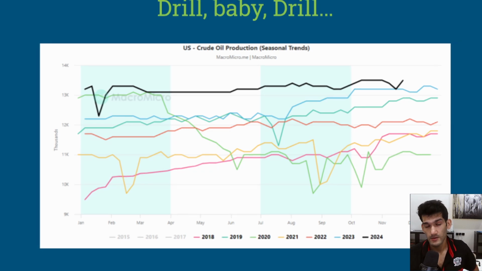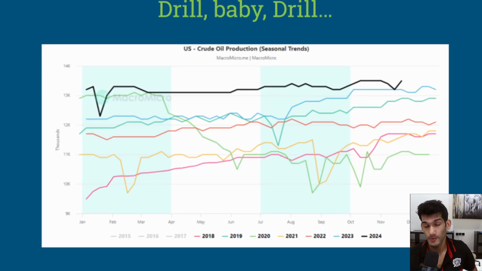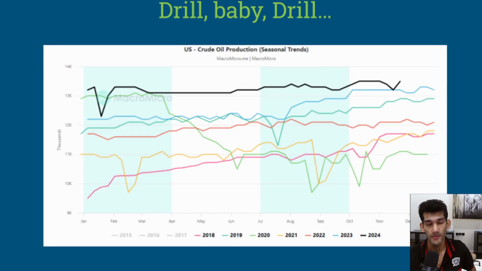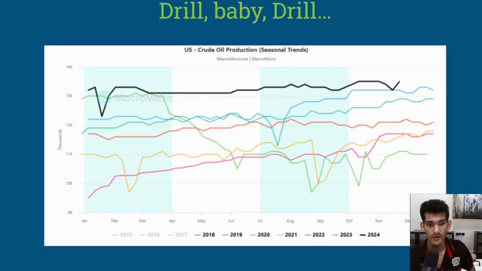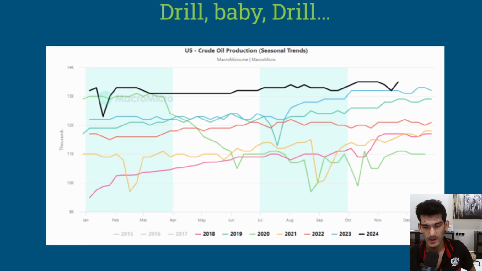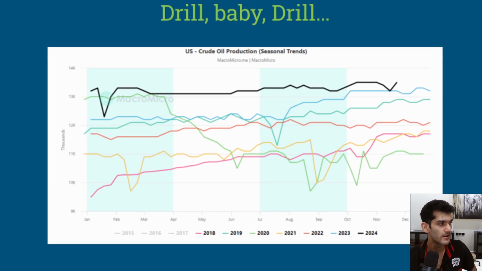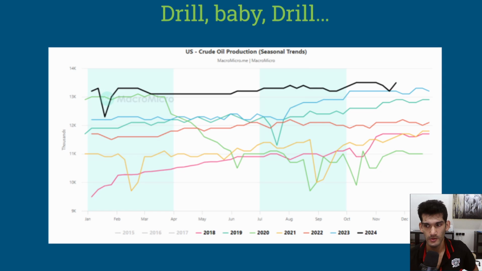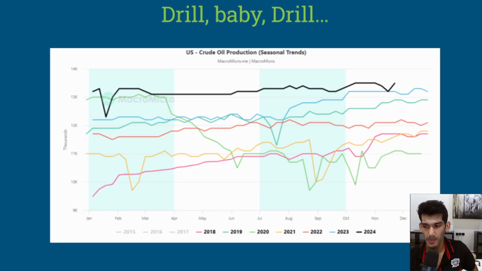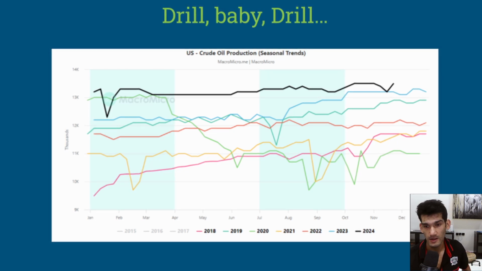But nonetheless, the US has been producing record levels of oil in 2024. So keep that in mind whenever you're reading any news headlines, because capital is not going to move just because of a headline. Capital will move when actual things are happening on the ground and it's creating a fundamental strength or weakness for a particular company, industry, or sector.